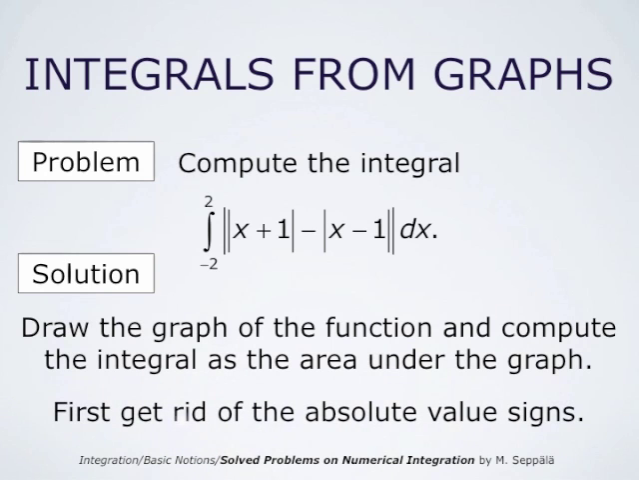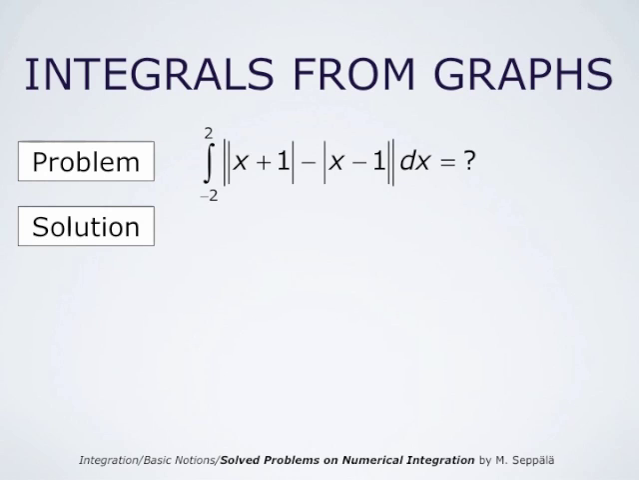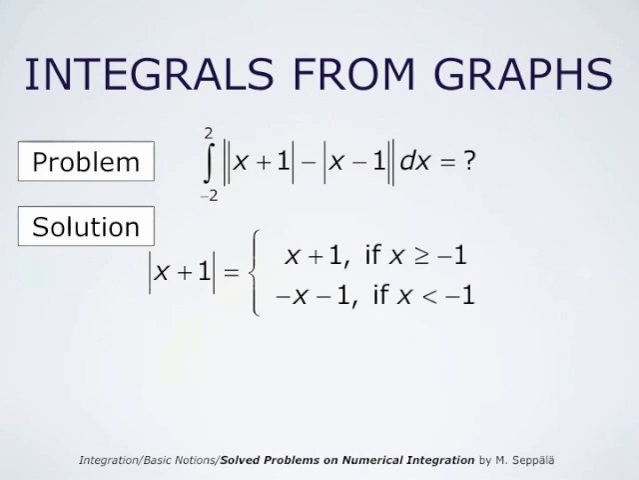And in order to be able to draw the graph of the function, we must first get rid of the absolute value signs. So we will simplify the function in question. Within the absolute value signs, we have the absolute value of x plus 1 minus the absolute value of x minus 1. We start by the innermost absolute values, and we observe that the absolute value of x plus 1 is x plus 1 if x is greater than or equal to -1, and it is negative of x plus 1, that is minus x minus 1, if x is less than -1.